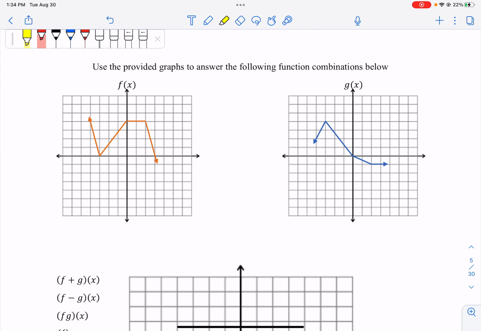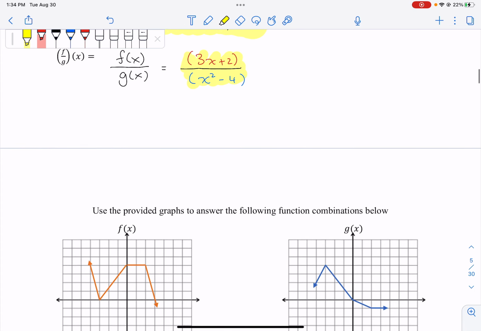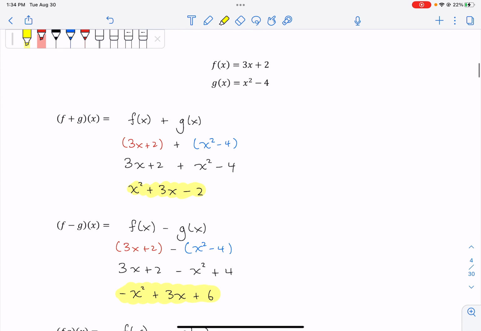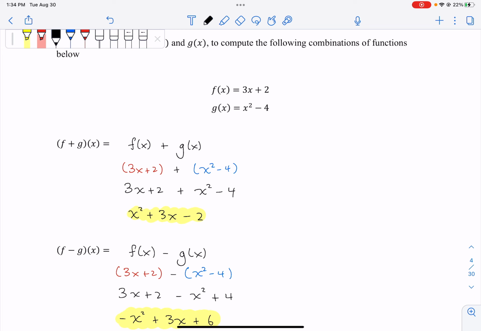All right, but what's the point of having all that if we don't use real numbers? So let's say I want to redo these, but I want to use actual numbers here. Let's say I want f plus g of 2. That's the same thing as saying f of 2 plus g of 2. In order to find out what f of 2 is, take the 2 and plug it in here. So f of 2 is equal to 3 times 2 plus 2, which is 6 plus 2, which is 8. So f of 2 is equal to 8.